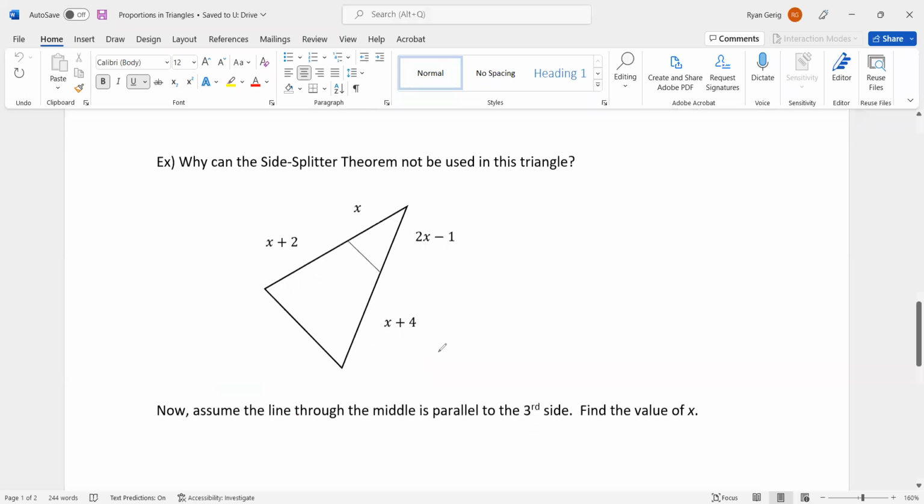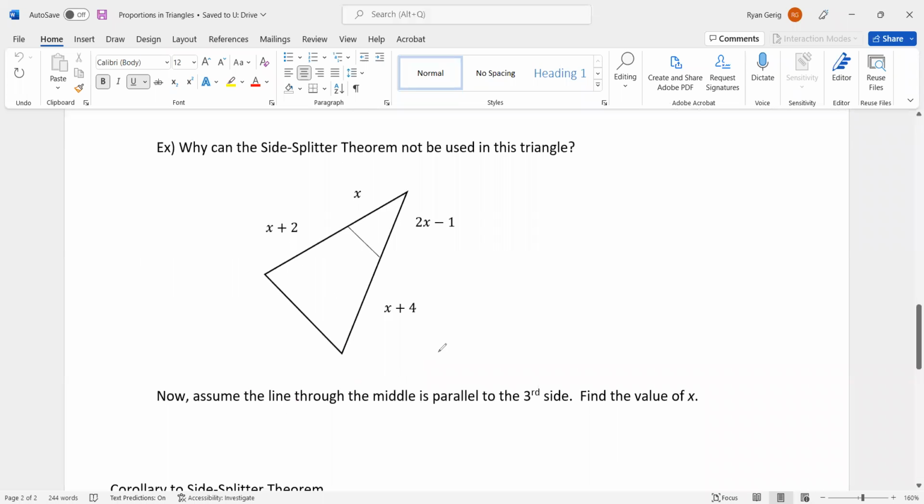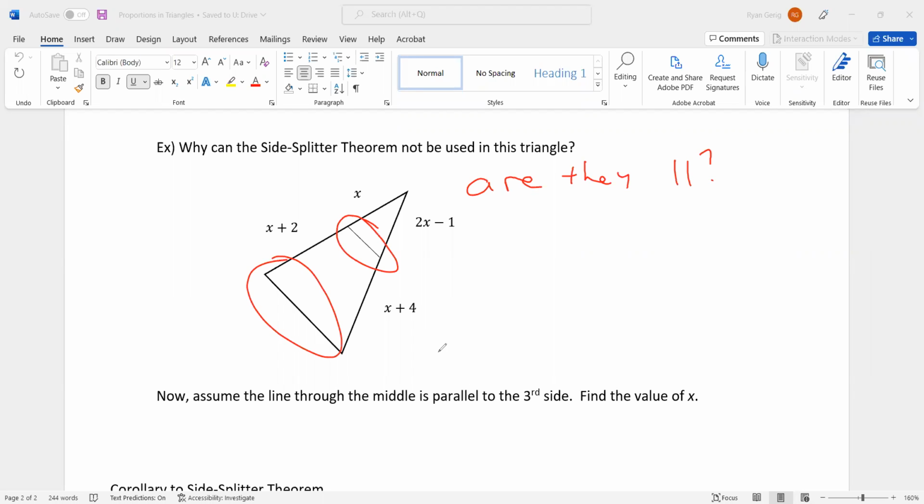Okay. Why can the side splitter not be used in this triangle? We don't know if the lines are parallel. So are they parallel? If they are, then I can do it. If they're not, I can't. So I have to check for that first. Most people are just going to start setting up a proportion and not check for that. Make sure you're checking for that. Now I'm going to tell you, assume that the line from the middle is parallel to the third side. Now let's go ahead and do it.